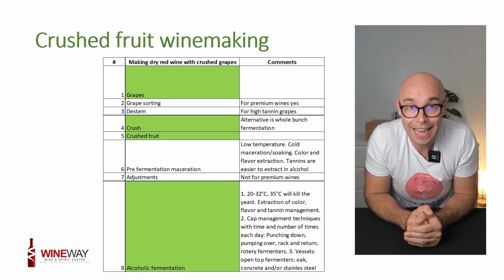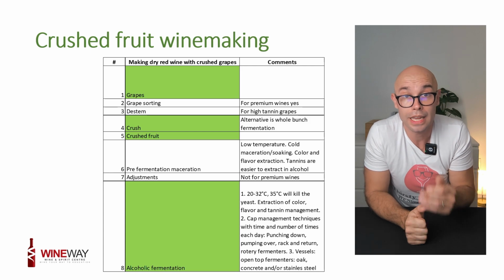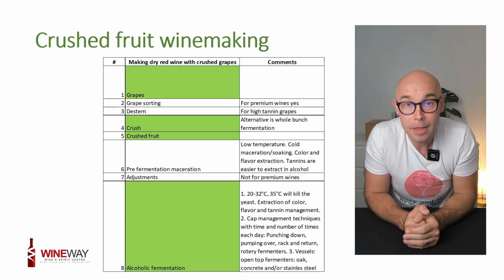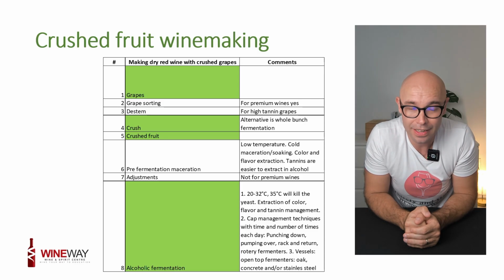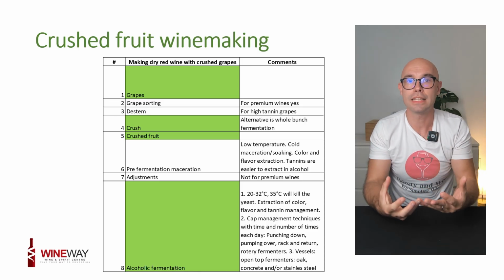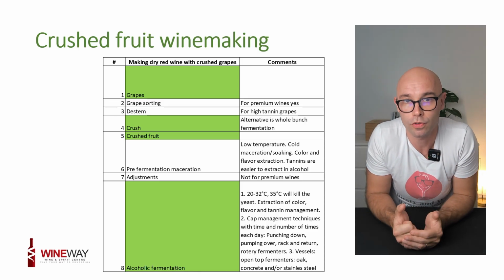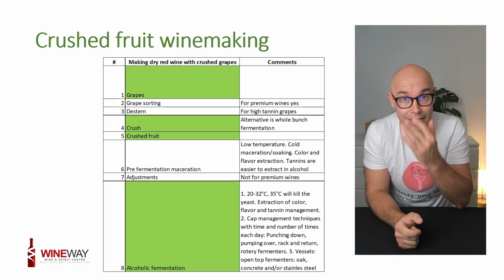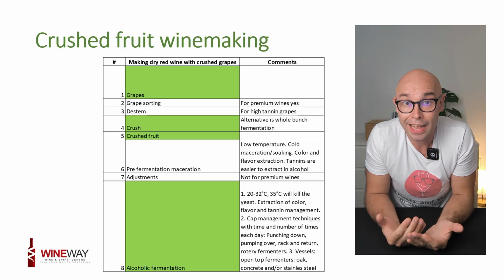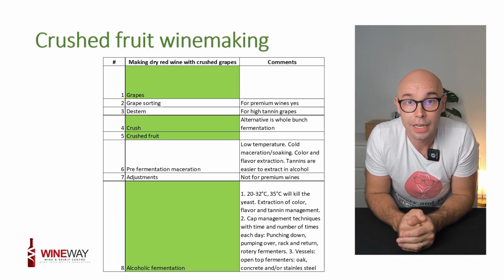High tannin grape varieties, like for example Cabernet Sauvignon, will usually have the grapes destemmed because stems contain tannin, and Cabernet Sauvignon already has high levels of tannin, so it's not really needed for a Cabernet Sauvignon or for a thick skin grape variety. For a thin skin grape variety like Pinot Noir, it can actually add a little bit more structure, tannin structure, to the wine.